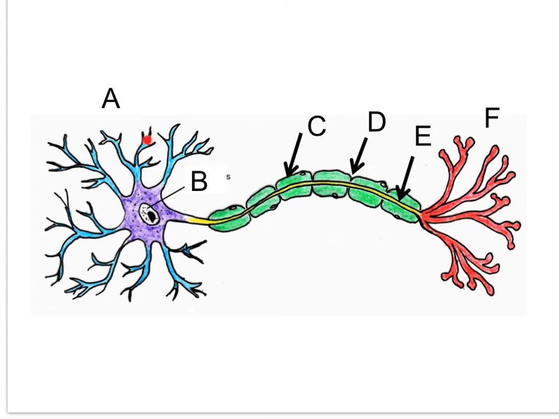A is a dendrite. B is the nucleus of the cell body. C is the myelin sheath. D is a node of Ranvier. E is the axon that extends away from the cell body towards F, which would be the axon terminals. This is where the cell would synapse with another neuron or an effector.